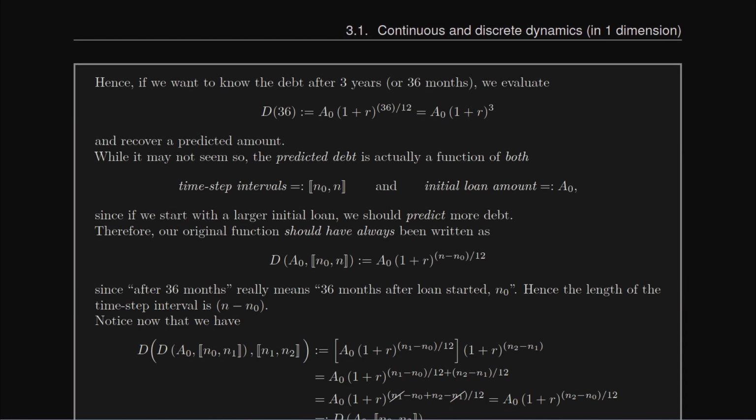But let's think about why this is a discrete dynamics. We're going to do the same thing we've been doing before, and we have to make sure that we're talking about our equation, or our function D, as a function of two variables. It's a function of the initial debt, as well as a function of how long we've had debt. And how does that function really work? Well, the initial debt shows up at the beginning, and then the total length of the debt that you've had shows up in the power.